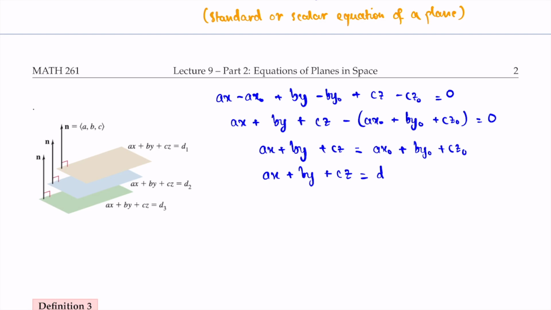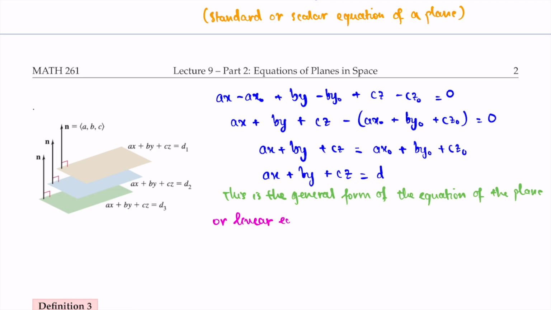So the equation we just got is called the general form of the equation of a plane, or linear equation of a plane. Or we can call it the general linear equation of a plane.